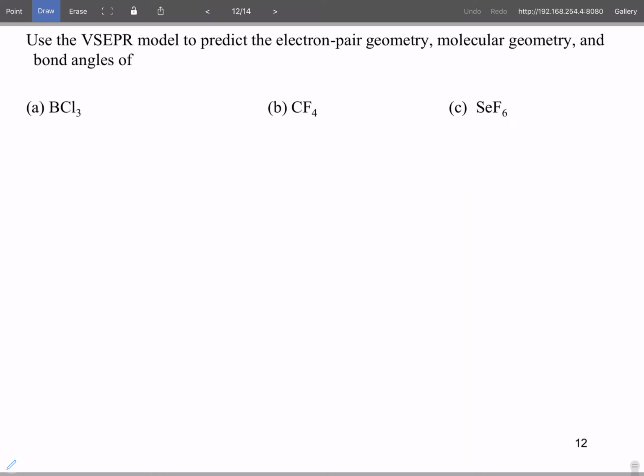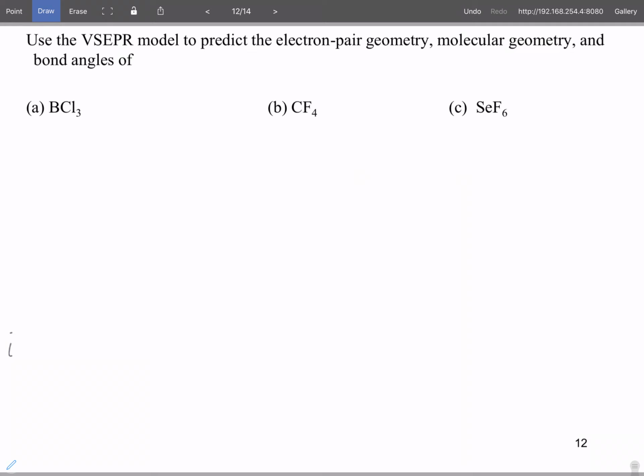Okay, so we're going to use the VSEPR model to predict the electron pair geometry, molecular geometry, and the bond angles. What we're going to do on this one is similar to how it's going to be on the exam, except you're not necessarily going to draw it out. I mean, you are going to draw it out and submit those, but then I'll ask the questions multiple choice. And here are the questions that are going to be asked.